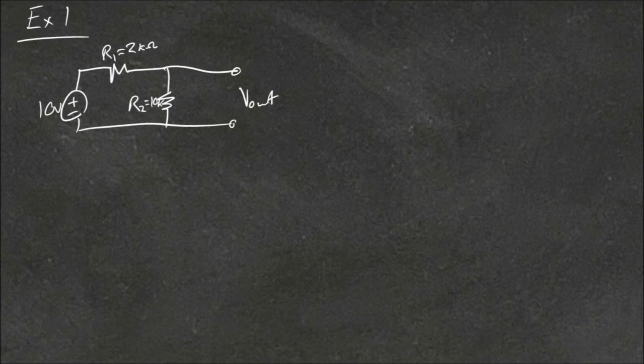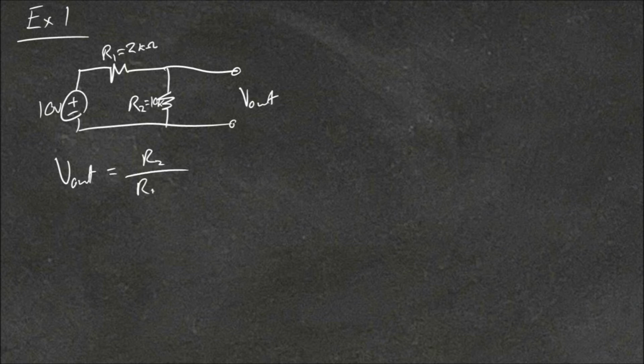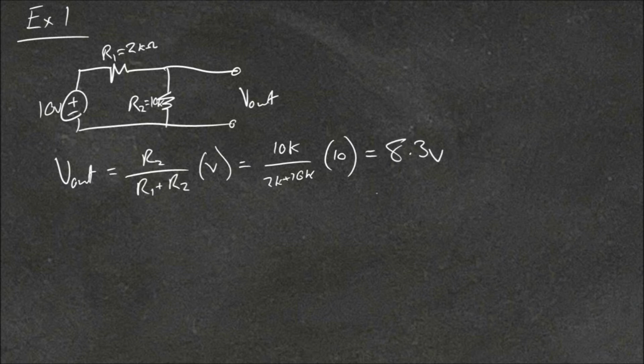So step 1 is to find the output voltage. So V out would be a voltage divider, so that's R2 over R1 plus R2 times by the voltage that we have, which is 10k over 2k plus 10k times by our voltage, which is 10. That's equal to about 8.3 volts. So this is our V Thevenin value.